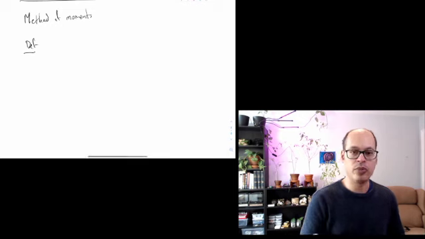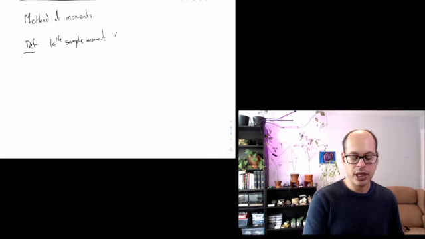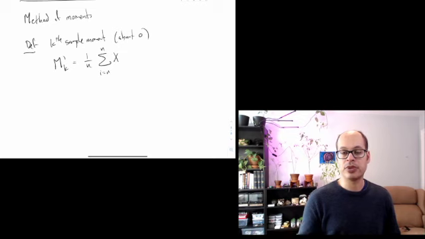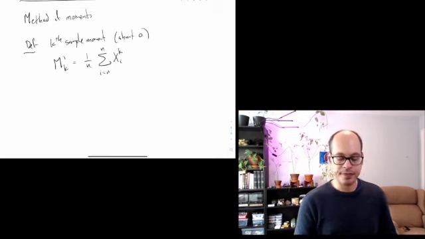All right, so let's go ahead and discuss the method of moments. First, a couple of definitions. We define the kth sample moment to be the random variable M_k prime, which is 1/n times the sum of your random variables corresponding to your observations raised to the kth power.